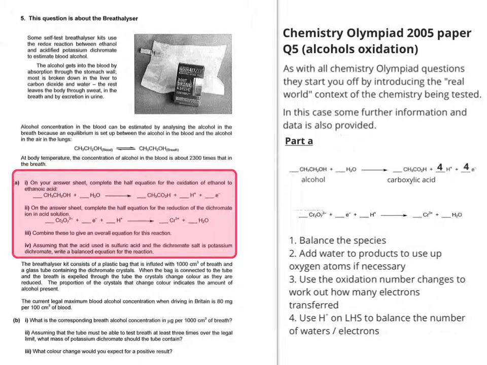From this next part, it asks you to complete a half equation for the reduction of the dichromate ion in acid solution. So this is a little bit easier because you've got a set of steps you can use to balance this half equation. So first of all, let's look at the species. Let's start with chromium. So because there's 2 chromiums on the left-hand side, you have to have 2 on the right-hand side. Now, we've got 7 oxygens on the left-hand side, so that means you need 7 waters.